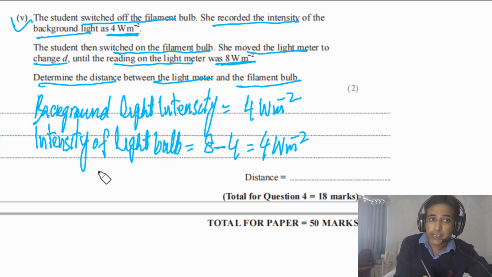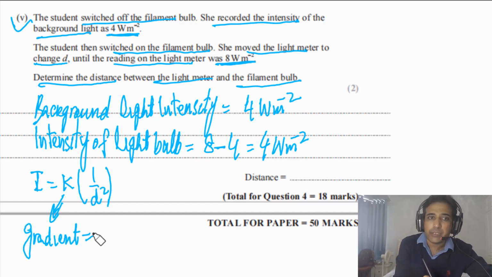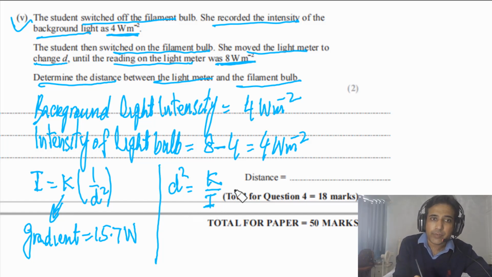Now we need to calculate the value of D, but in the question it is given that intensity is equal to K times 1 over D square. K is the gradient, and the value of the gradient we already found in the last part, that was equal to 15.7 watts. Now we simply need to plug in values. If we rearrange this, D square will be equal to K divided by I, so D will be equal to the root of K divided by I.